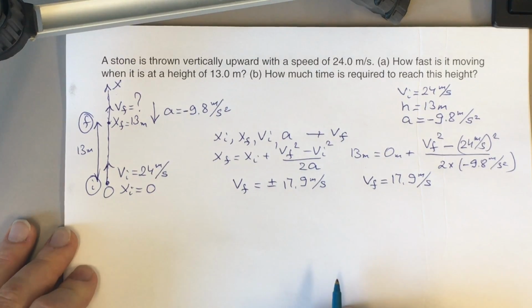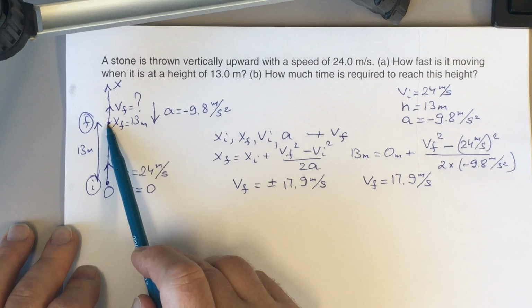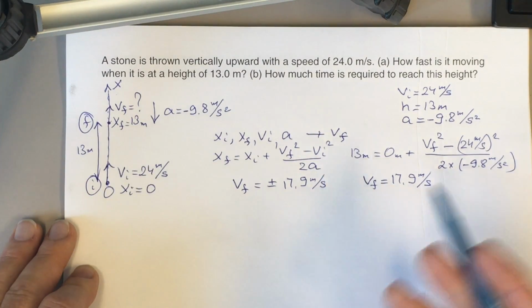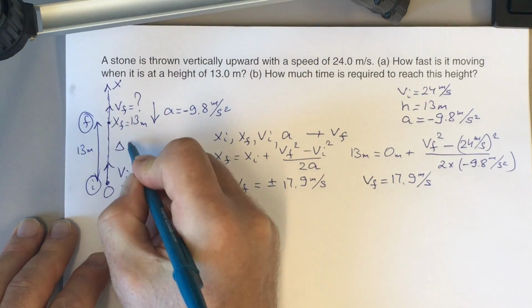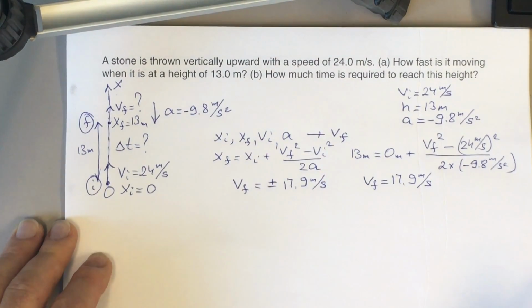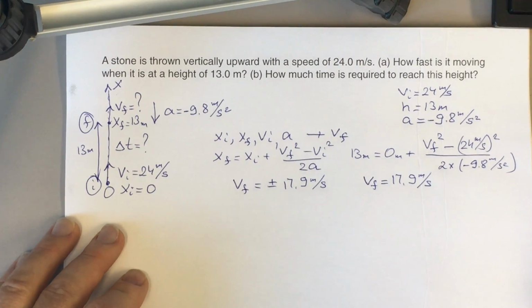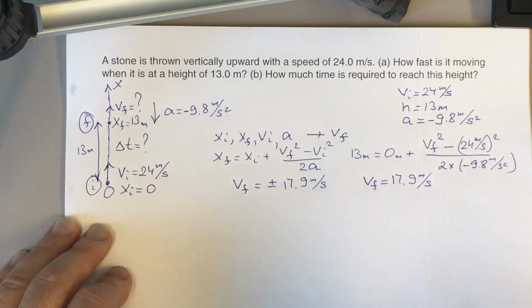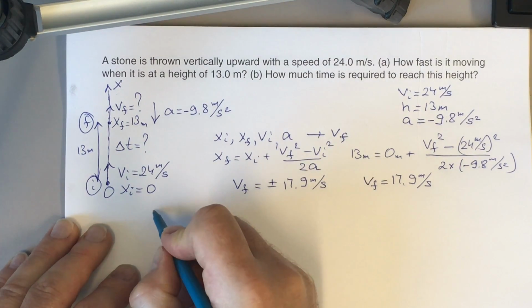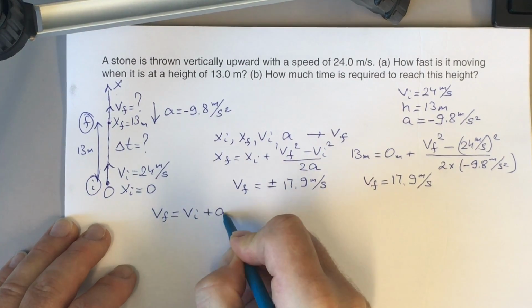Now the second part of the problem. In this case, because the final point is the same as before, you use our previous picture. The only thing you need to find is delta t. And how do we find delta t? There are two ways to do that. You can use either of the equations, of course, but the easiest way is the equation v final equals v initial plus a delta t.